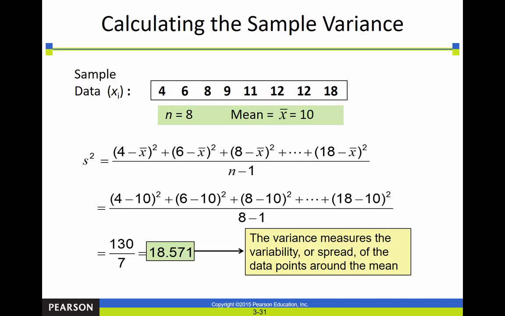So here they give us a sample set. We find the mean, which is 10 in this case. And then to find the variance, we just take each data point, so 4 minus 10 squared plus 6 minus 10 squared plus 8 minus 10 squared, etc. Do each one, and then divide it by n, which is 8 minus 1. And our variance is 18.571. This is a measure of how spread out the data is.